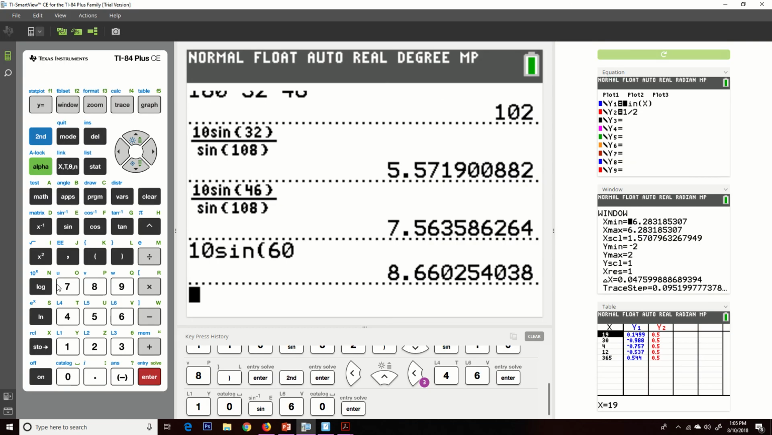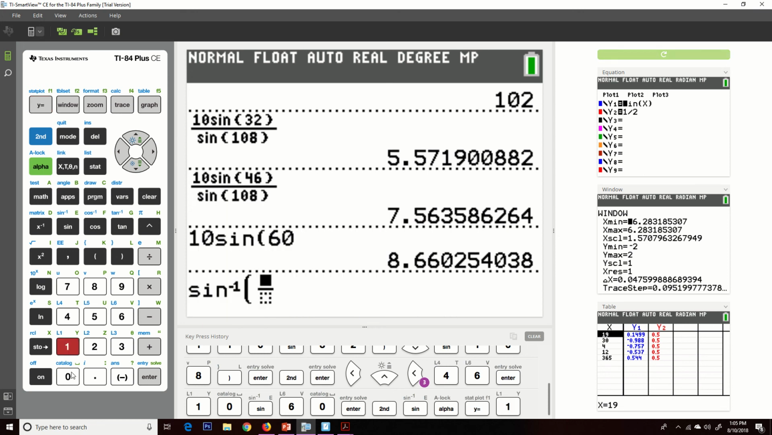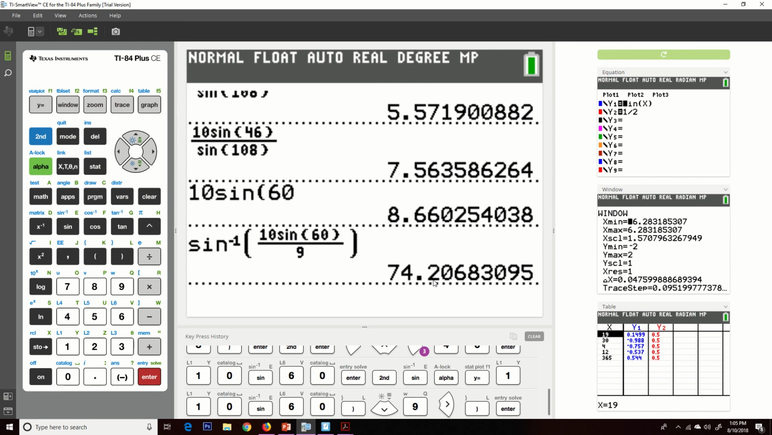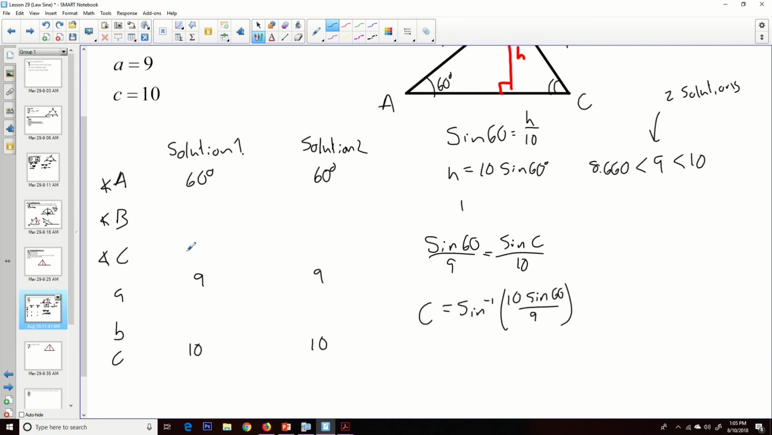And so I go to put that in my calculator, second sine, and then we'll get a fraction bar in there. And what did I say it was? It was 10 sine 60 all over 9. Close that parenthesis there. Hit enter, and we get 74.207. So angle C is 74.207 degrees.